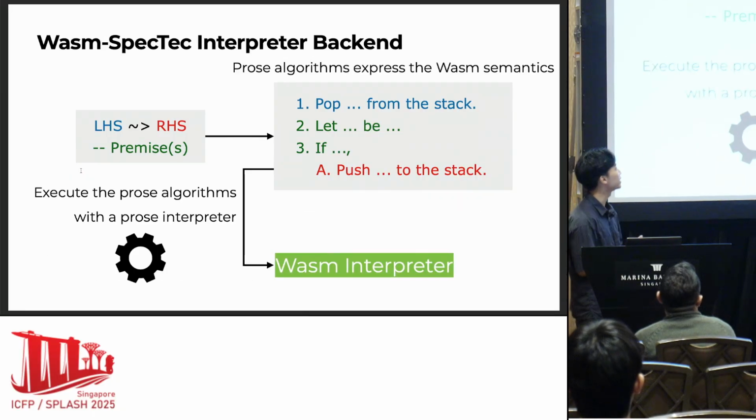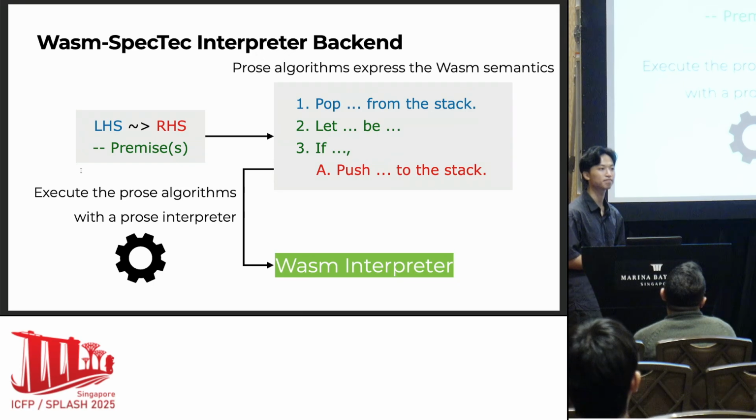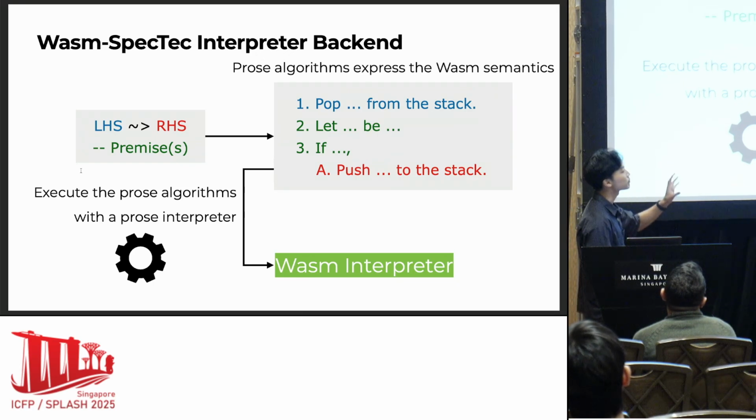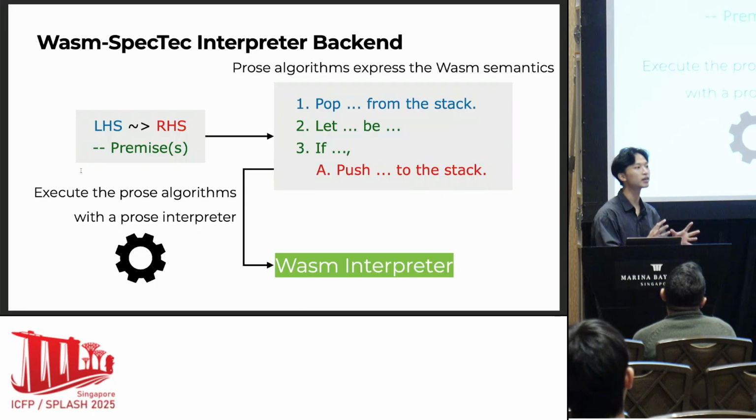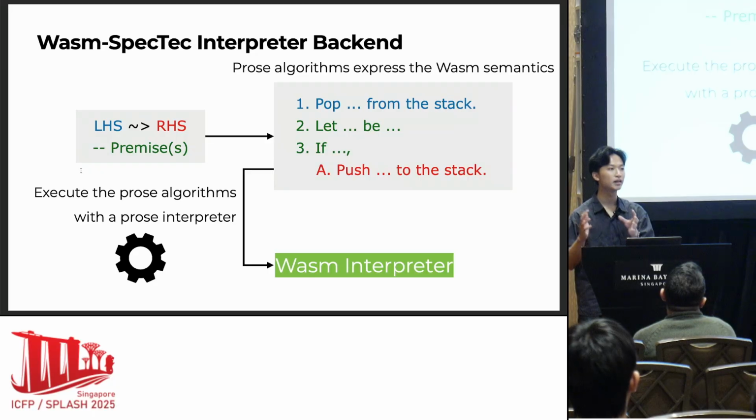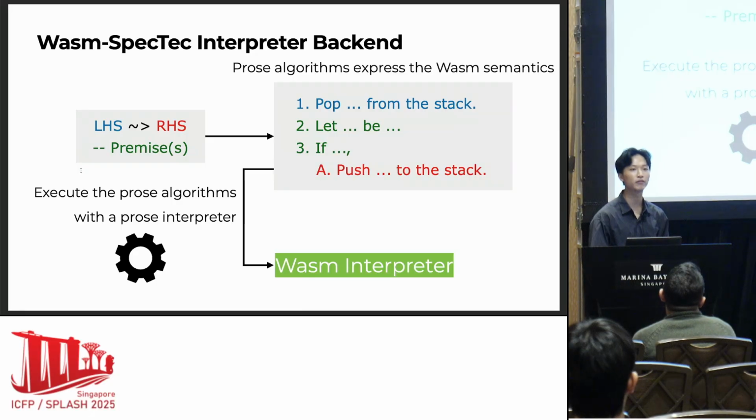Once we have the prose algorithms, we can also think of executing them. The converted prose algorithms as a whole describe the Wasm dynamic semantics, and if we can run the algorithms, then we would essentially run the Wasm semantics, yielding a Wasm interpreter as a result. So Wasm-SpecTec has a prose interpreter that can run the prose algorithms, which, given a Wasm program, would compute the semantics as told by the specification, thereby deriving the correct result.